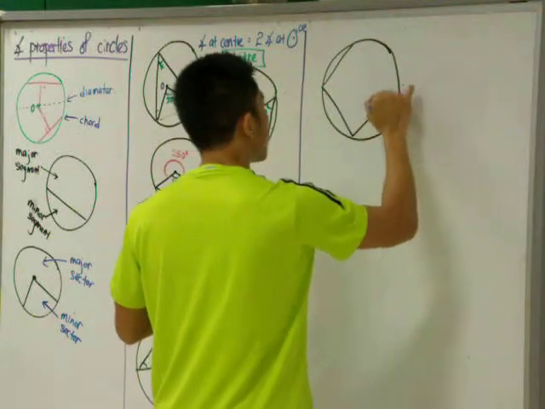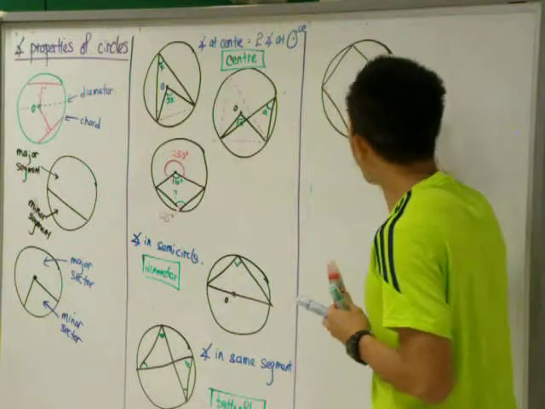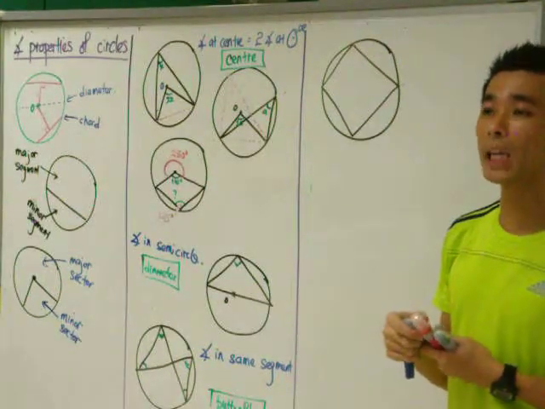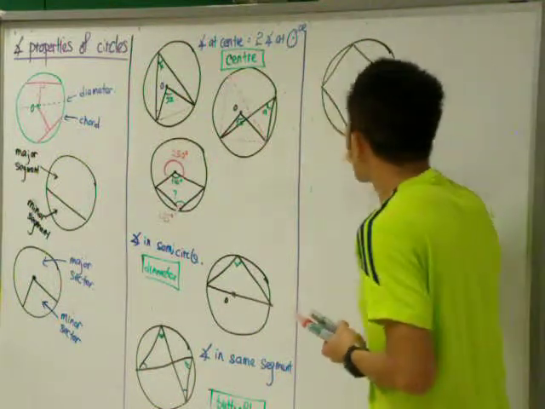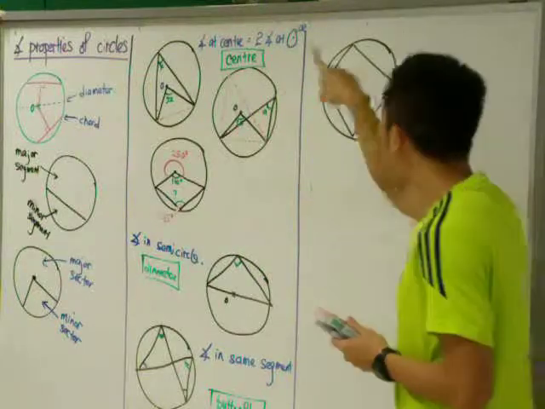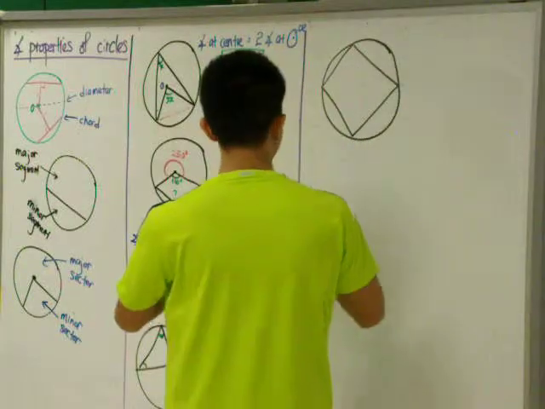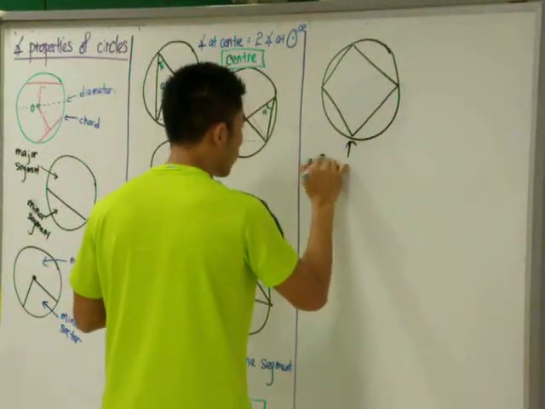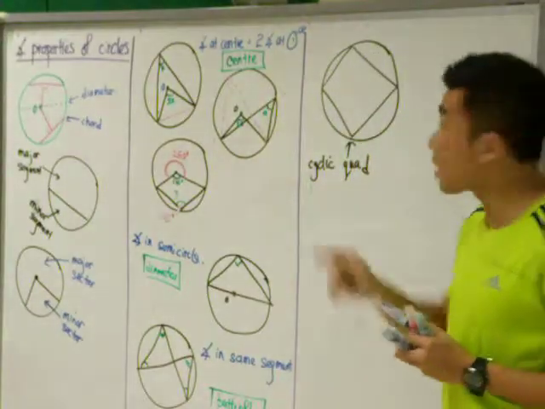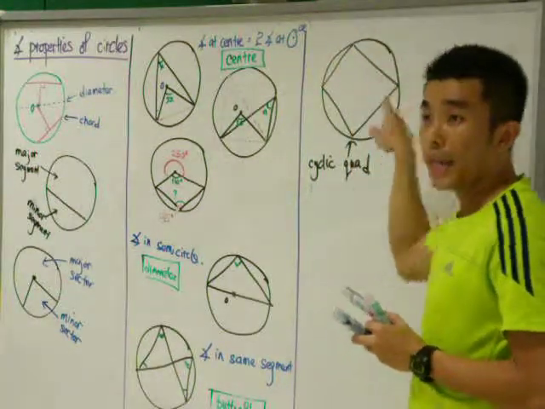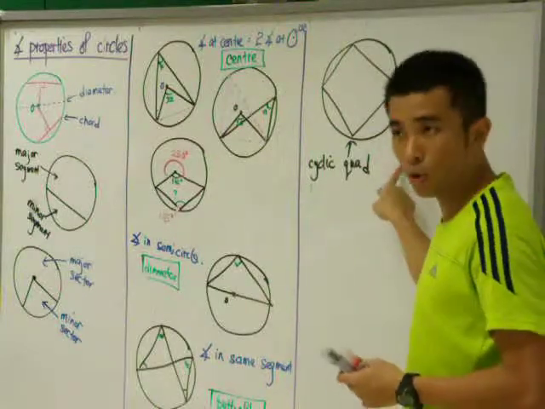Have you all seen something like this? If it's a four-sided figure, what's the name of a four-sided figure? Quadrilateral. Thank you. But if the four corners of the quadrilateral touch the circumference, there is a special name. What is that special name? Do you all know? Cyclic quad. Thank you. If the four corners of the quadrilateral touch the circumference, this is a cyclic quad, and the property is very important. This one is also very popular.